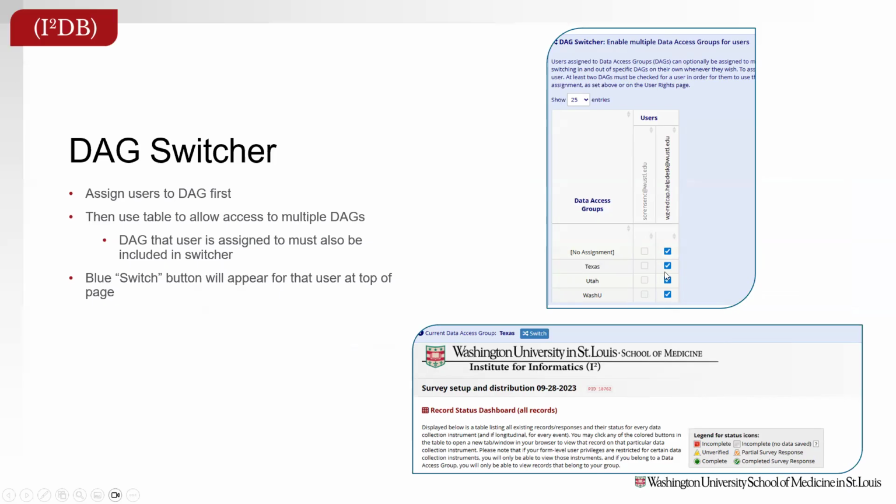And it's also important that they are assigned. You have to check the box on the actual DAG that they're assigned to. You can't just select the ones you want them to be able to switch to. Now, you don't have to select all of them. I could have just put Texas and WashU or something like that. But here I assigned this person so they could go to all of them.